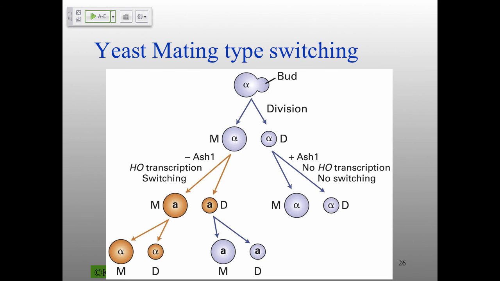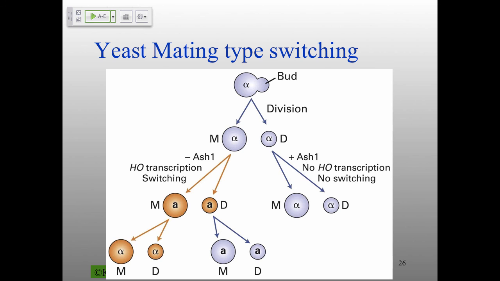And this is a wonderful model system for understanding development to some extent. You have a single-celled organism that can replicate in a haploid state or in a diploid state. But to be diploid, you have to have an A get together with an alpha. And so how does that happen? How do you have one organism in a haploid state change its sex?